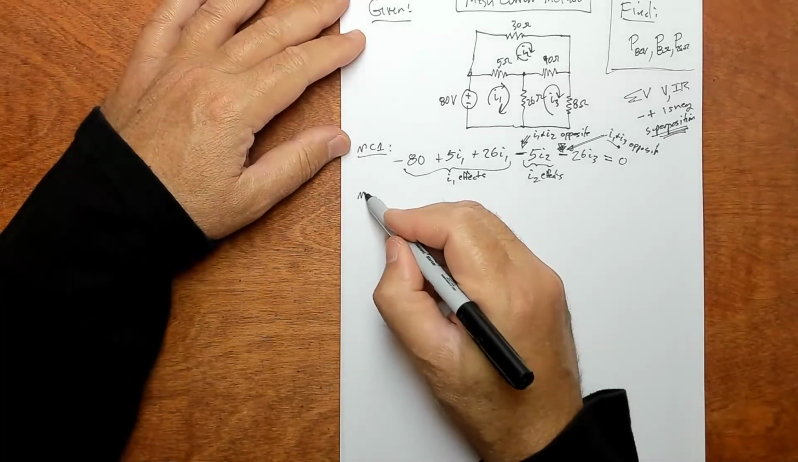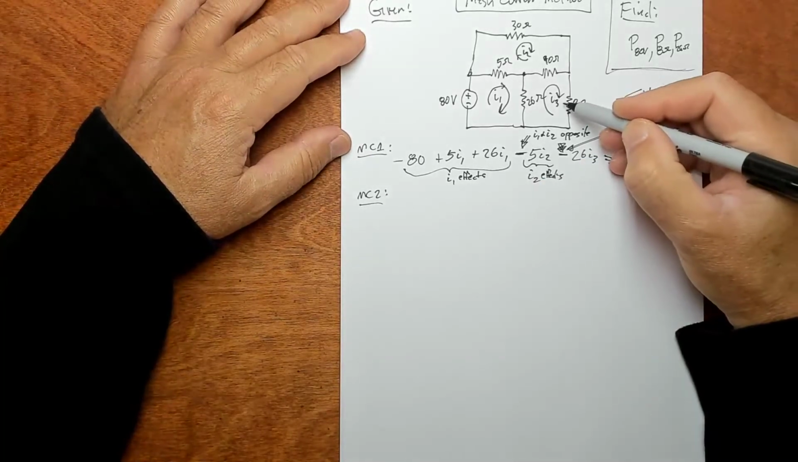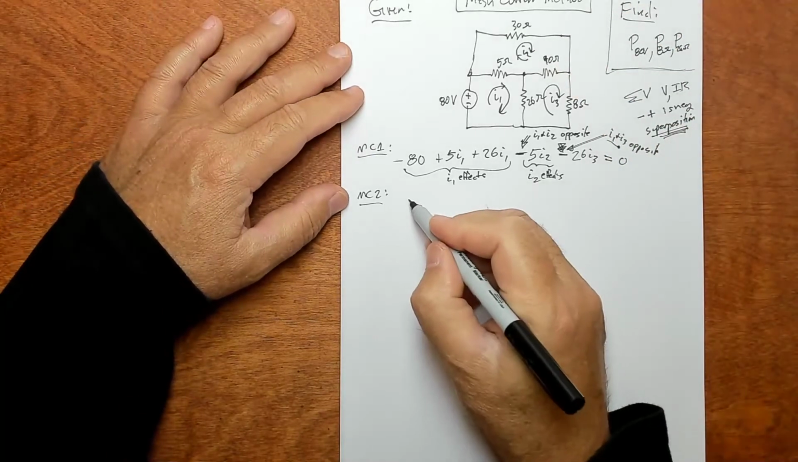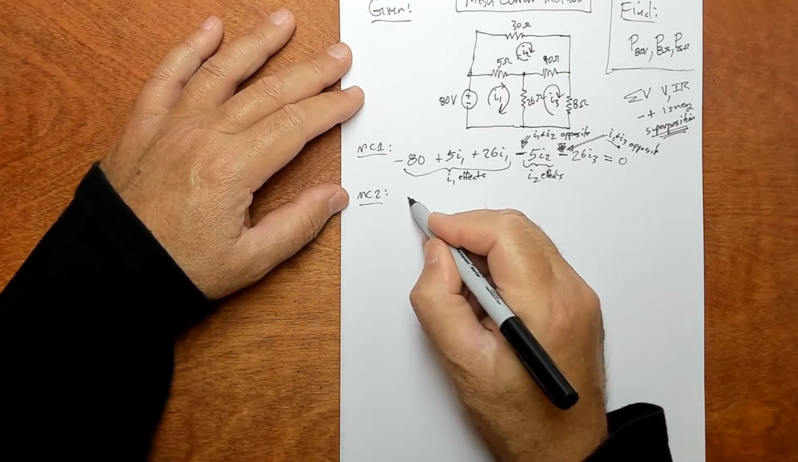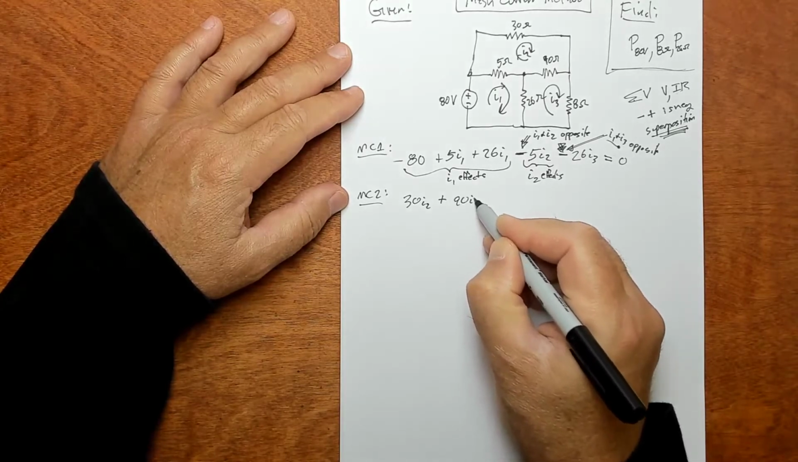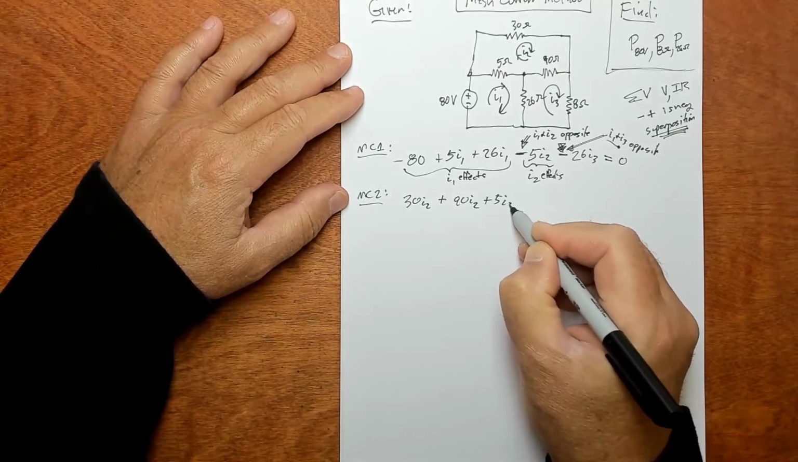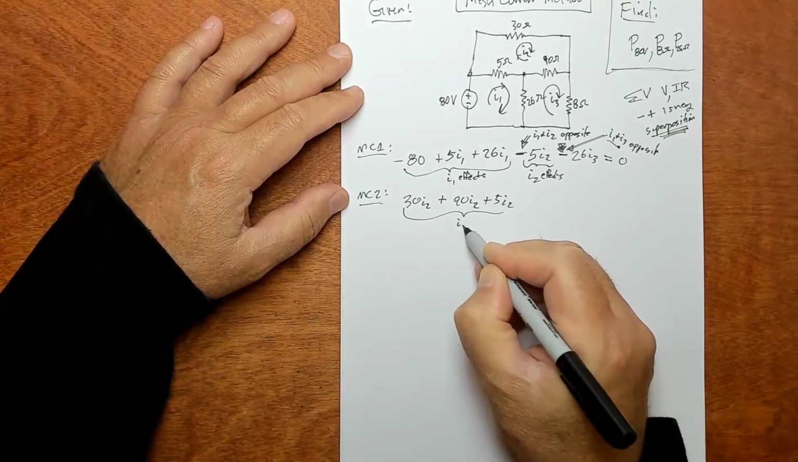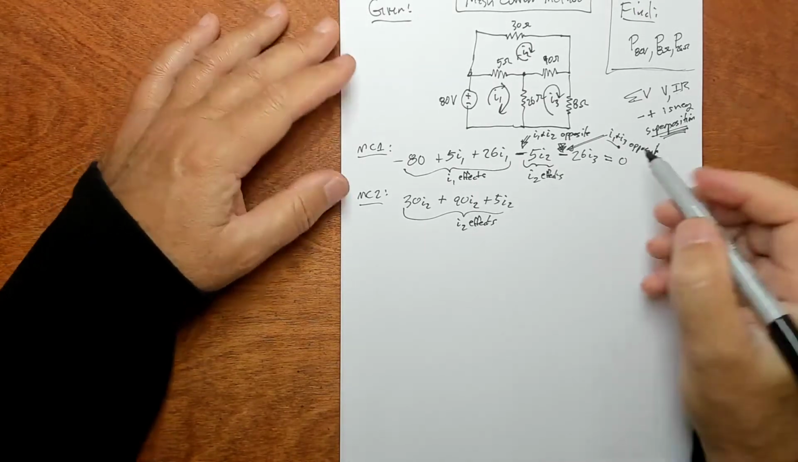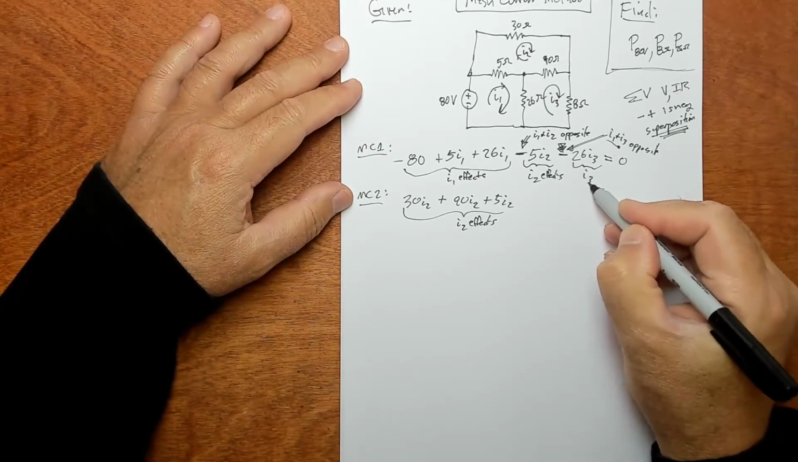Let's do it again. Mesh current 2. Let's go around this loop here, loop 2. Going around that one, you get 30 I2 plus 90 I2 plus 5 I2. These are what I like to call the I2 effects. Labeling the effects is a good thing to do. This is the I3 effects.